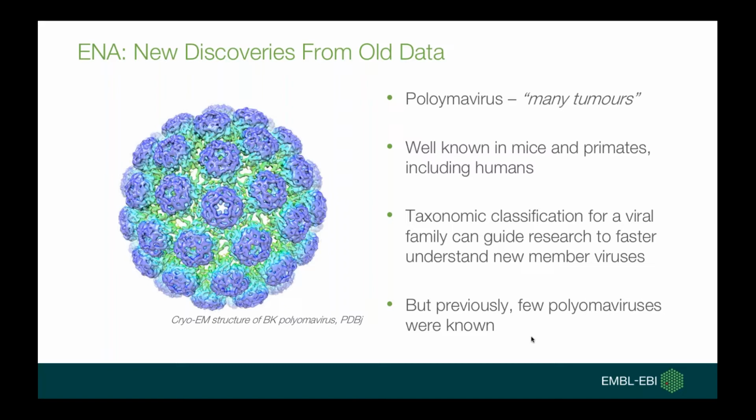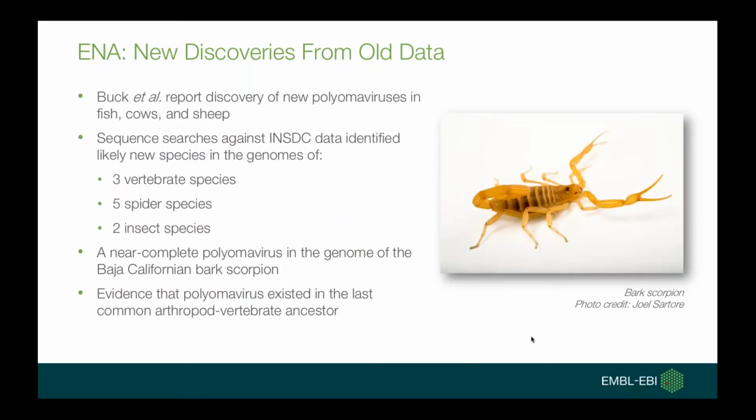With viruses, it's really useful to have a good understanding of the taxonomy of a family, because that way when we discover new members of the family, we can do a quick bit of sequencing on them and quite quickly work out where they fit into their family, and therefore what we can expect of them and what sort of treatments might work. It's also just interesting. As scientists, we like taxonomy. Previously, not many polyoma viruses were known, so addressing that was the goal of this particular paper, which would eventually be published under the name of Buck et al.